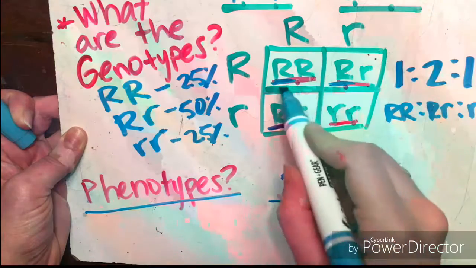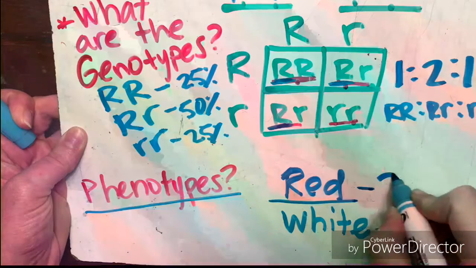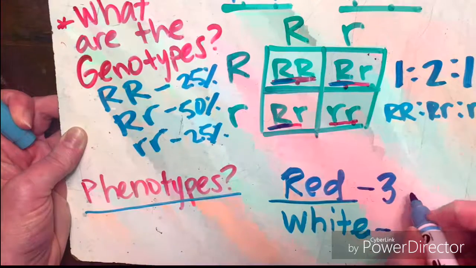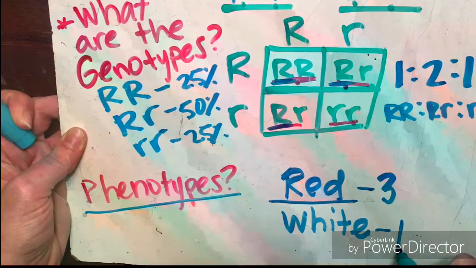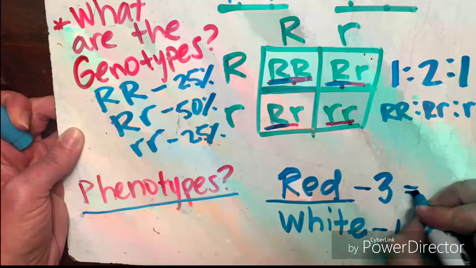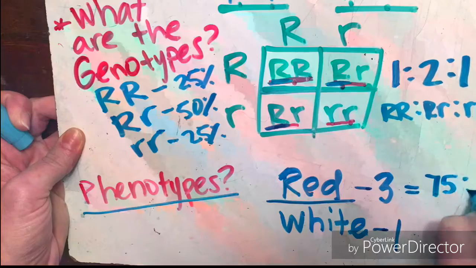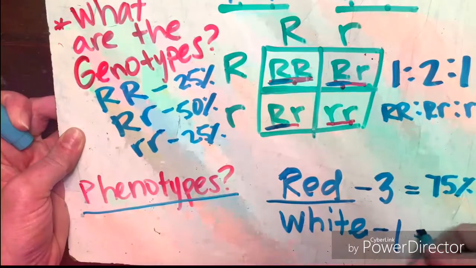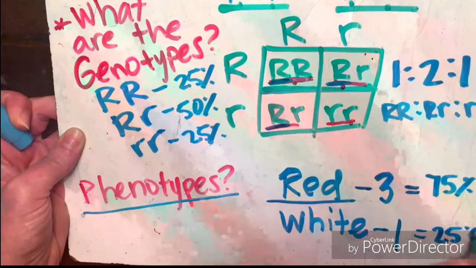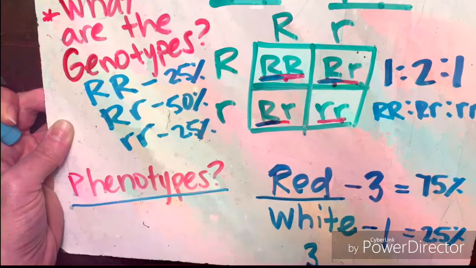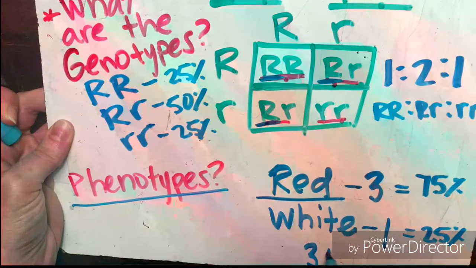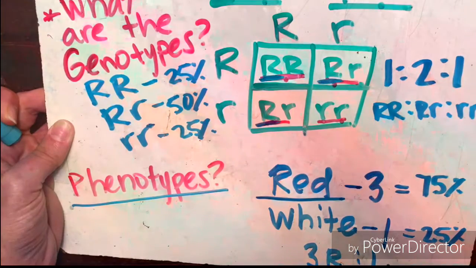So looking at the big R's here, 3 out of 4 will be red, and then this last one will be white. So doing it as a percentage, you could say 75% red, 25% white. As a ratio, it would be a 3 red to 1 white.